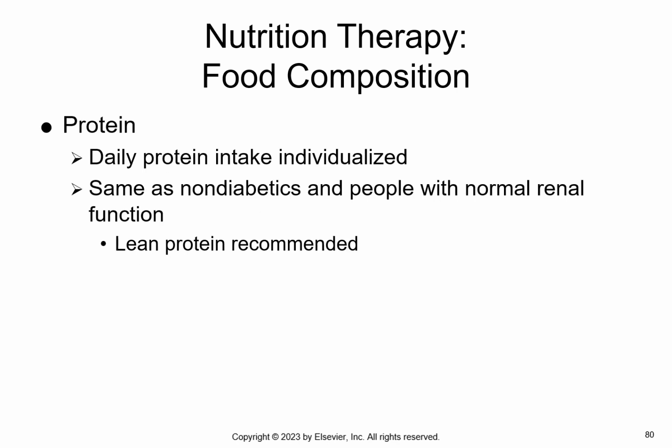Protein. The amount of daily protein in the diet for people with diabetes and normal kidney function is the same as the general population. The ADA recommends individualizing protein intake. Teach patients to choose lean protein whenever possible.